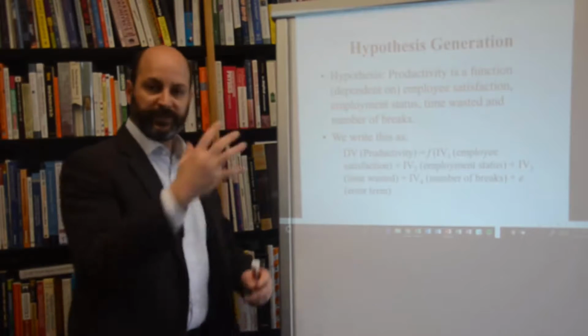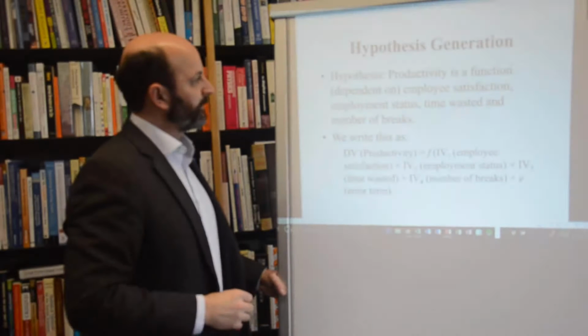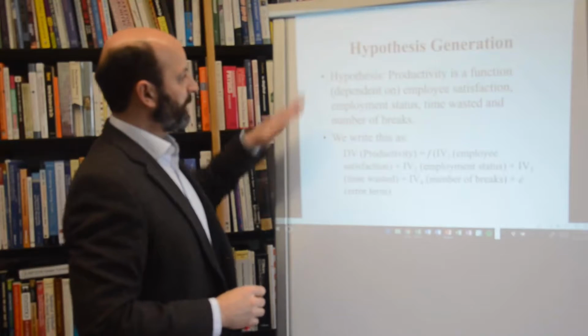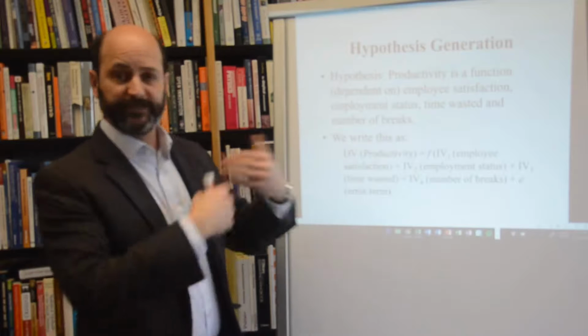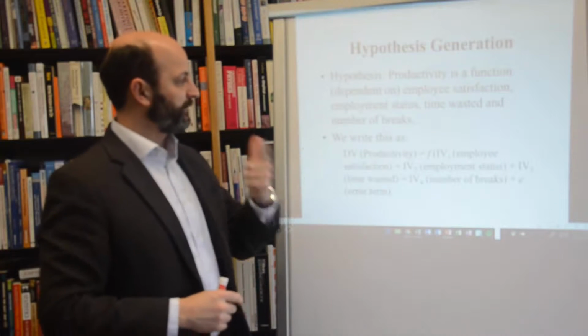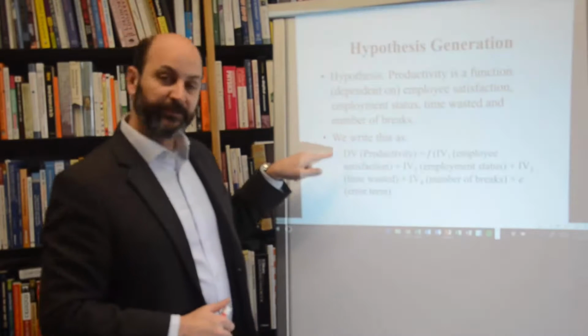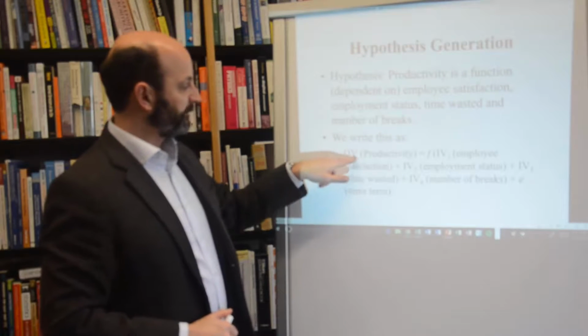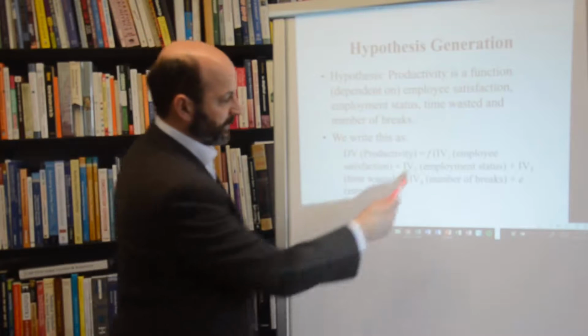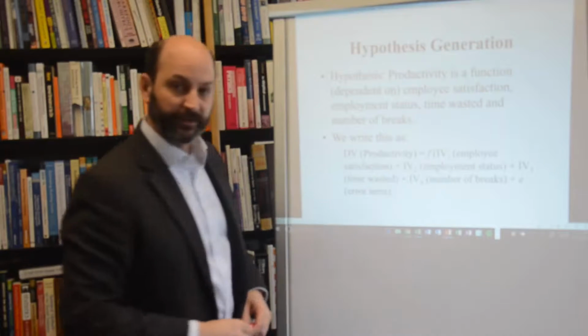So let's continue with this same thread here, with the hypothesis generation. So the hypothesis is productivity is a function. It's dependent on employee satisfaction, employment status, time wasted, and the number of breaks. We write this as an equation by saying the dependent variable, productivity, is a function. We use that shape right there.